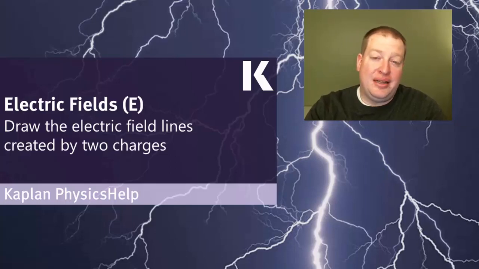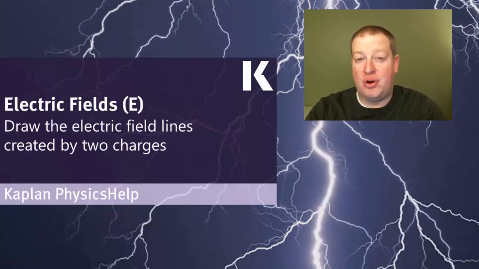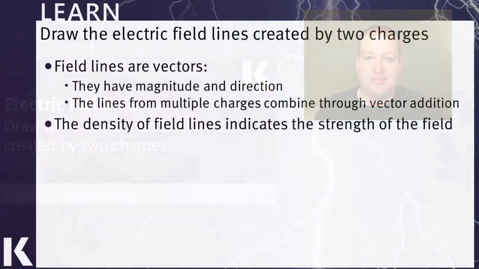Hi, I'm Dan Abel, and in this lesson, we're going to learn how to draw electric field lines created by two charges. If we want to draw the electric field lines created by two charges, we have to keep in mind that the electric field created by each charge is a vector. And so that means that it's got a magnitude and a direction, and we can get the total field by adding the individual fields using vector addition.